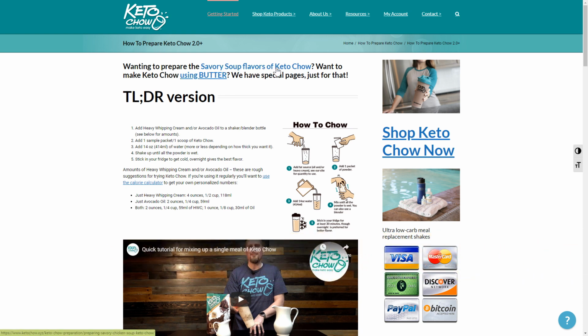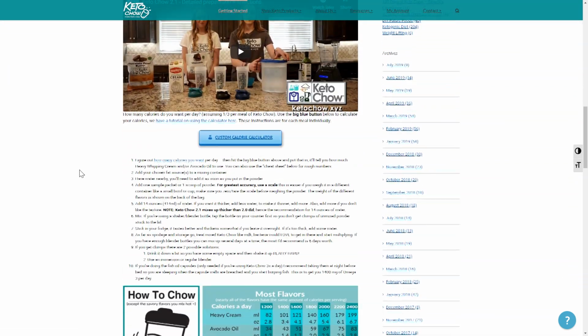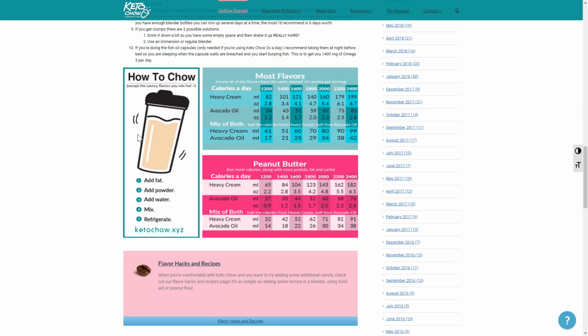We've got information on how to mix up the savory soup flavors or even how to use butter or other hard fats. On this page, if you scroll on down, there are two different places you can get how many calories to use or how much fat to use to get the calories you want. There's this image that gives a really rough breakdown. If you want 1,200 calories a day, you would use, for instance, 82 milliliters of heavy cream per shake. Or if you're doing peanut butter, it's different amounts.